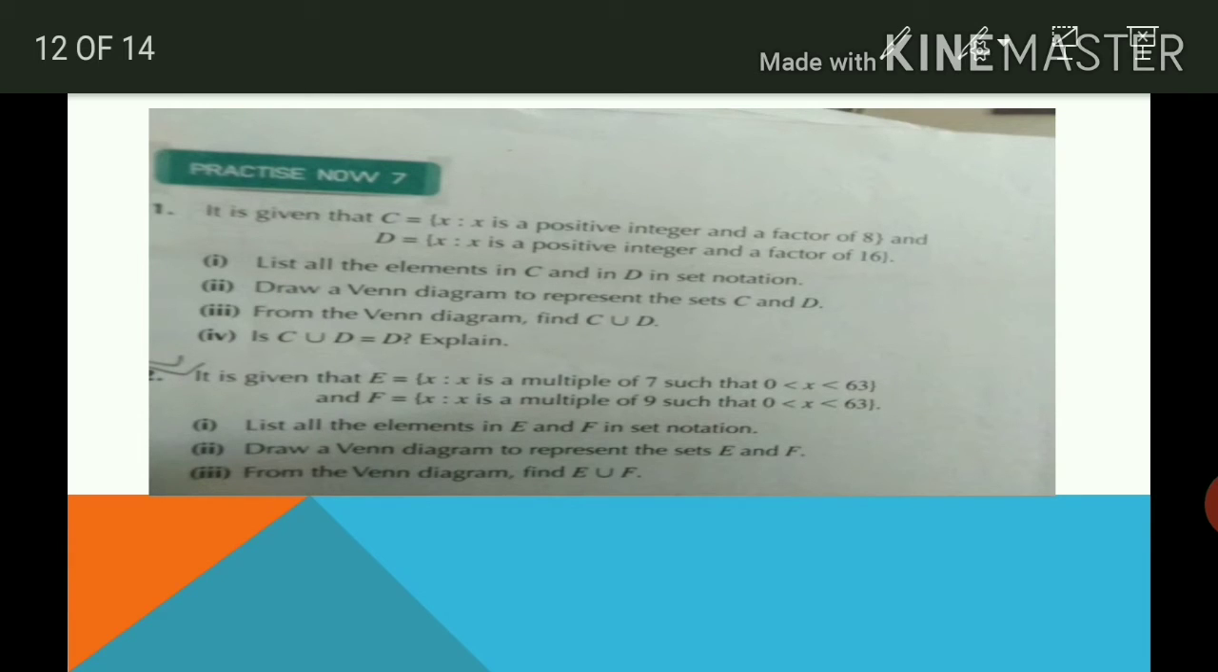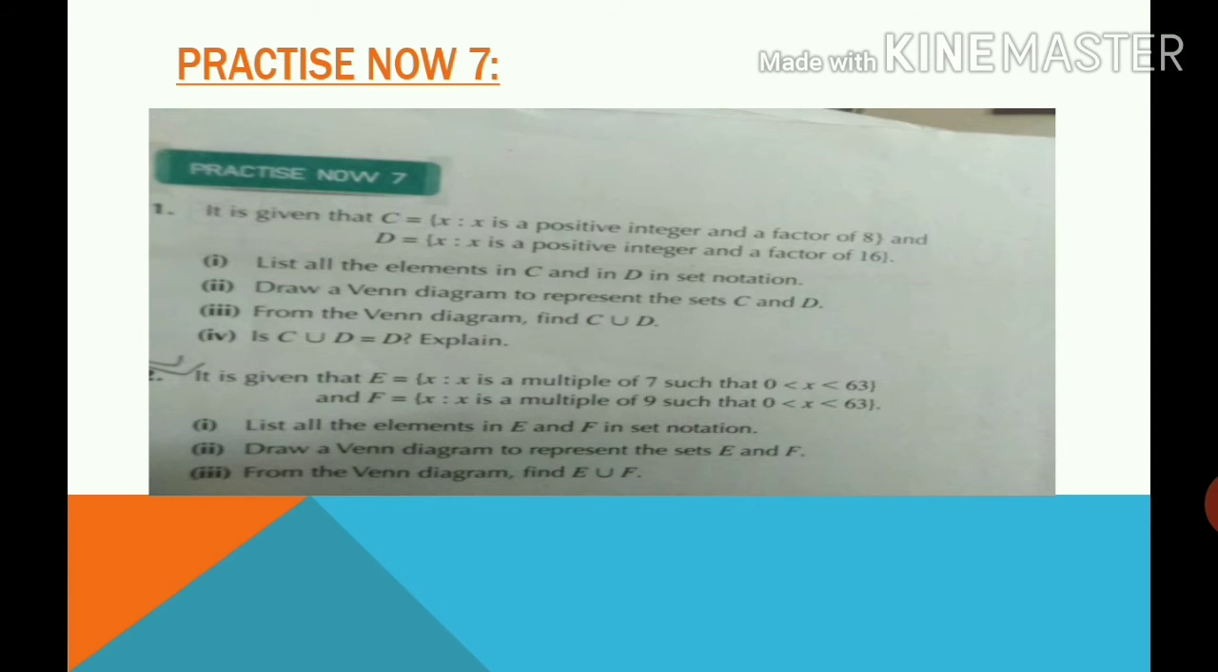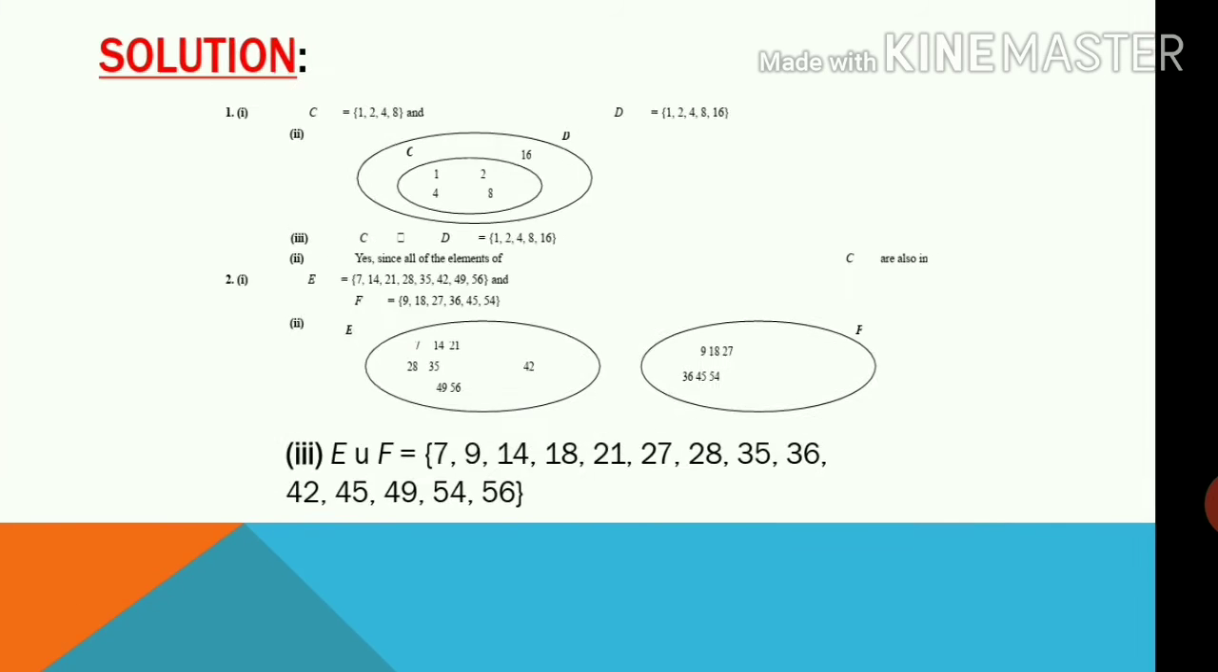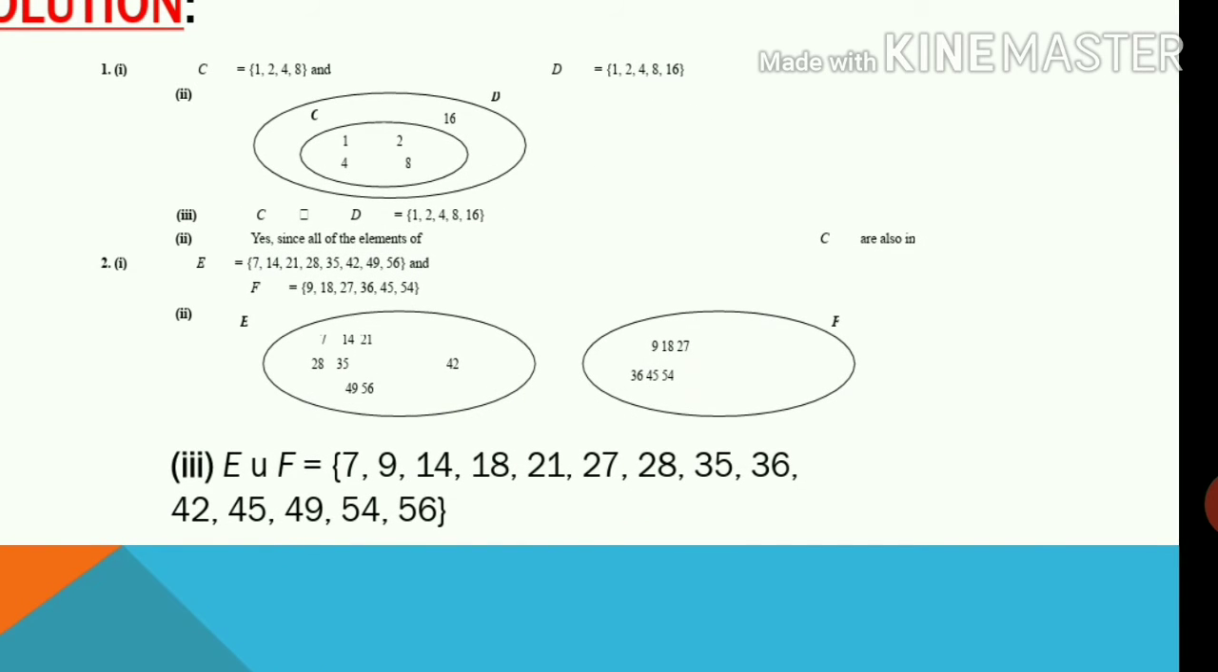And in the same way, you will go through all the factors of 16. It means that you will go on those numbers with which these numbers are divisible by. So now see the solution. Here you can see that 8 is divisible by 1 and it is also divisible by 2. 8 is divisible by 4 and it is divisible by 8. So C is equal to 1, 2, 4 and 8.